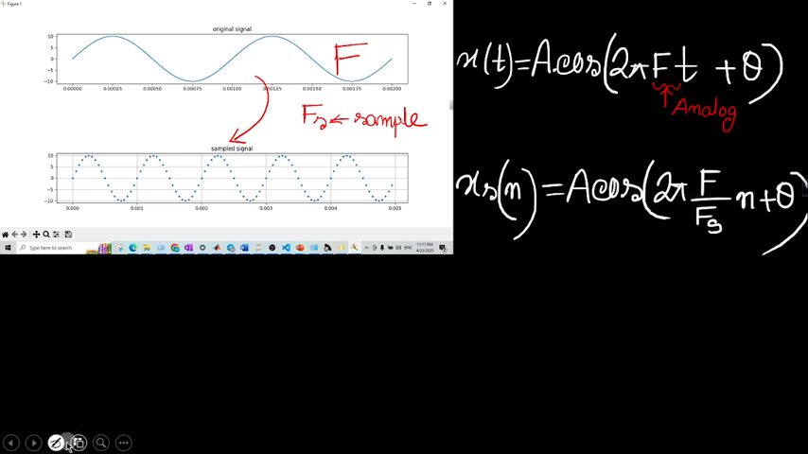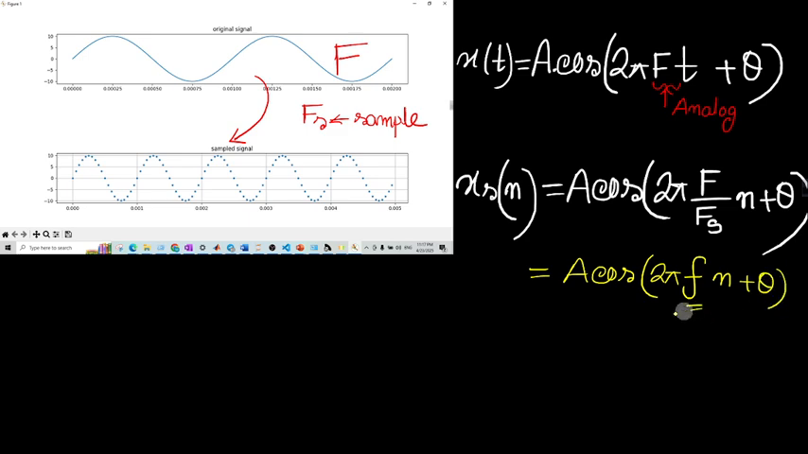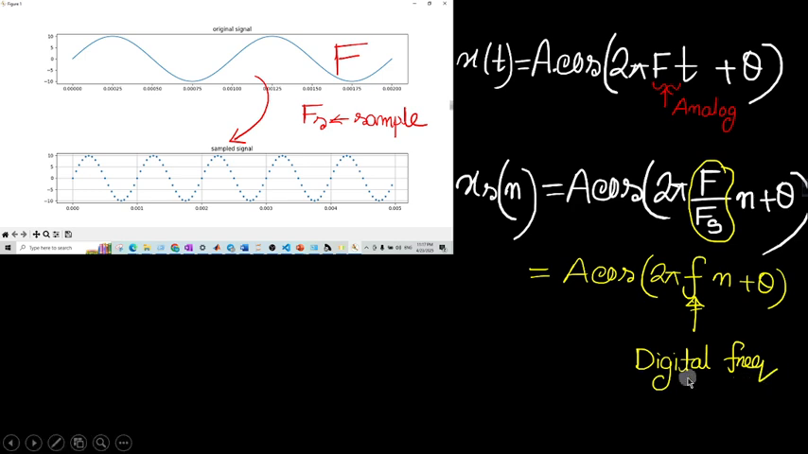This equation can be written in another form which we will use in this video, which is 2 pi small f n plus theta. So what is small f? Small f is simply equal to F divided by Fs, and this small f is also called digital frequency. Okay, so let's dive into our video.